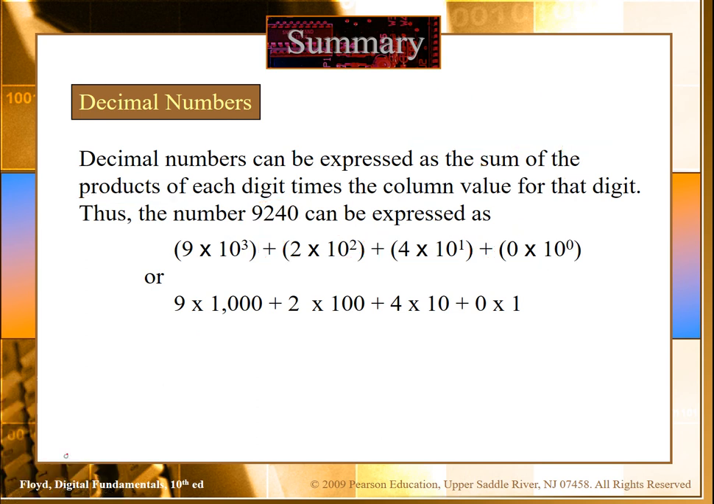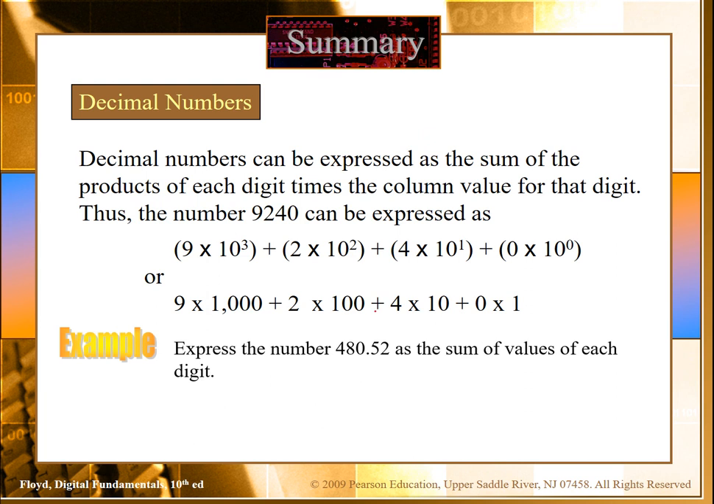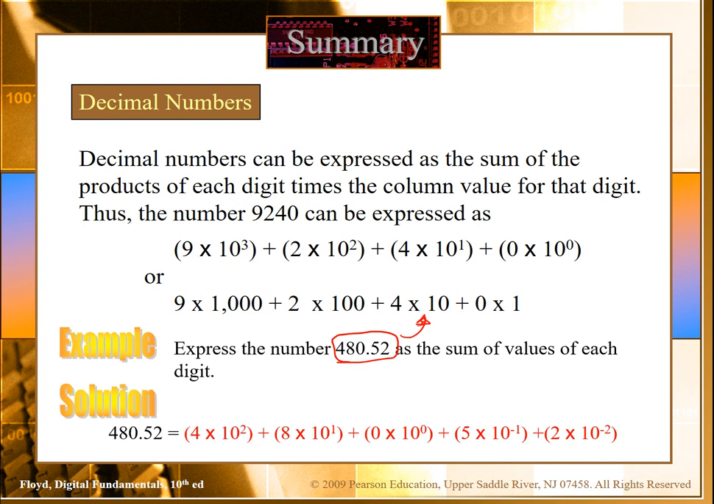Okay, so this is one example: express this number as the sum of the values of each digit. You have to express this number in this form. This is your homework, so try this, and we will also solve it during the live session. Okay, so this is about the decimal numbers.